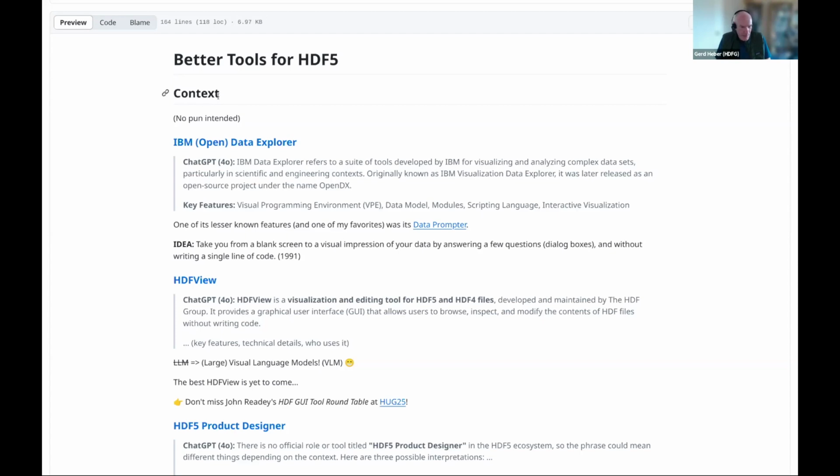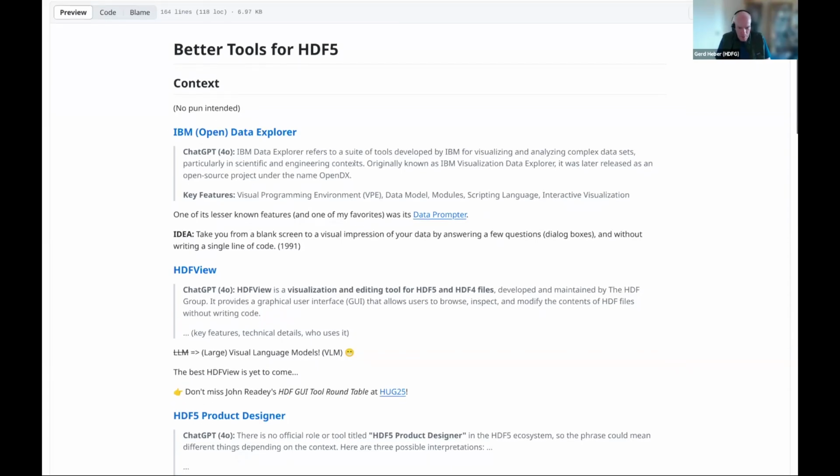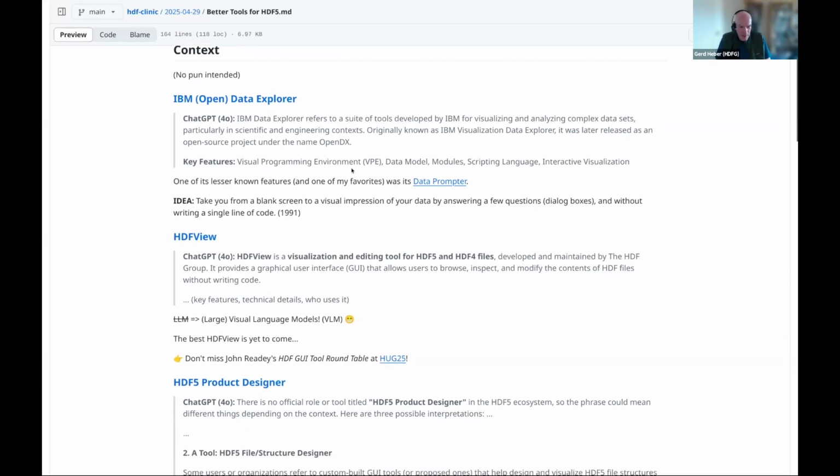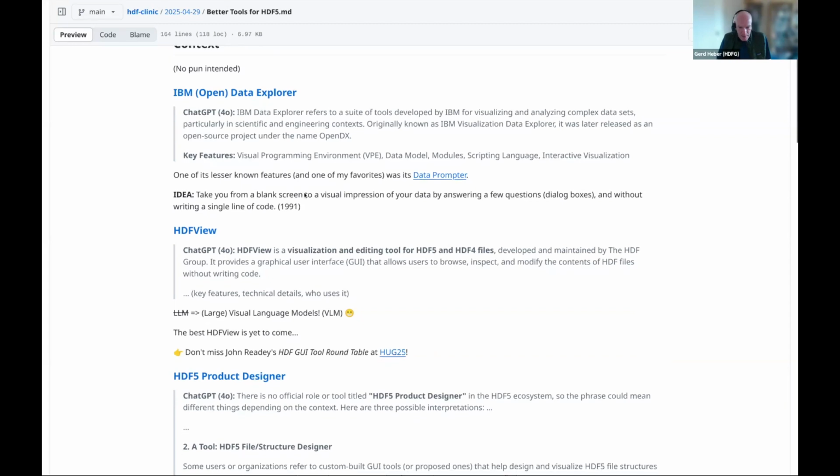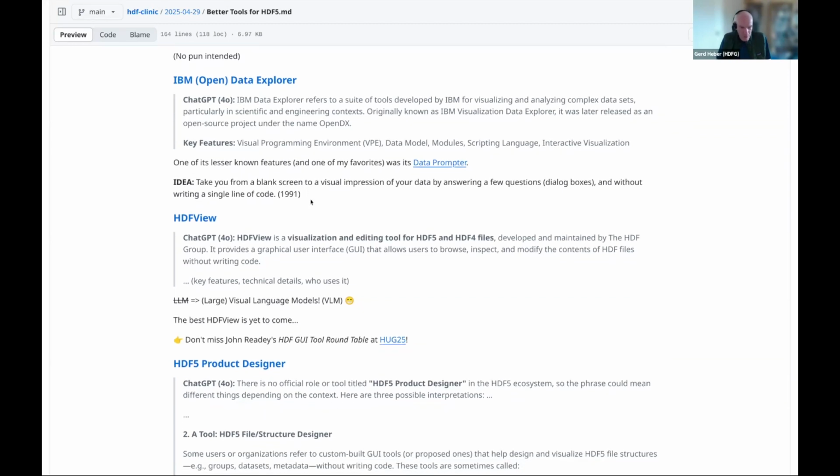And let me give you some context first. And when I say context here, no pun intended, what I mean is, of course, we will talk about LLMs and how important context is for LLMs. But before I go to LLMs, let's talk about some tools that I like that were exemplary at the time in their heyday. But then, is there something we can learn for today's tools for HDF5?